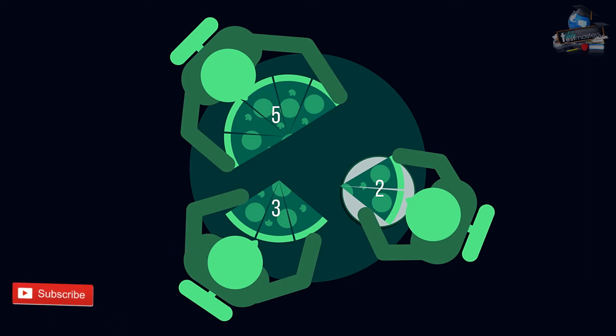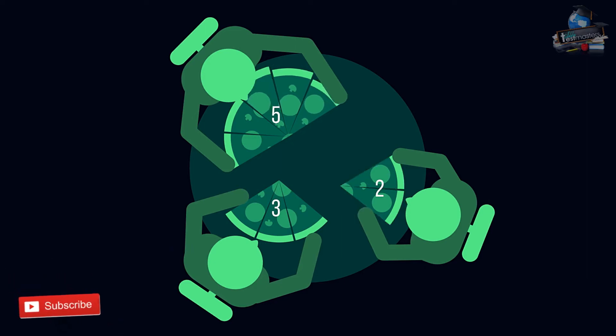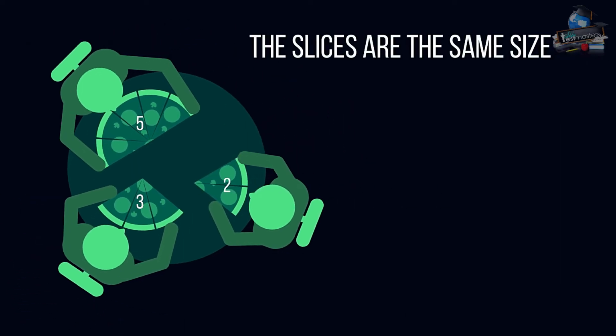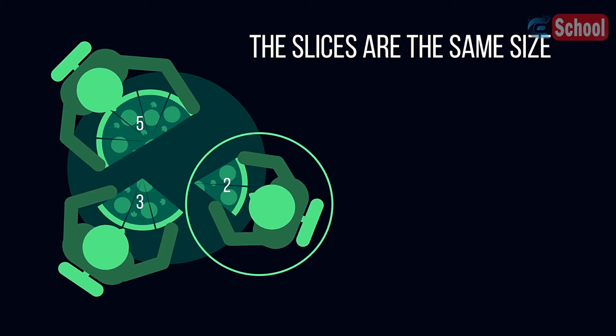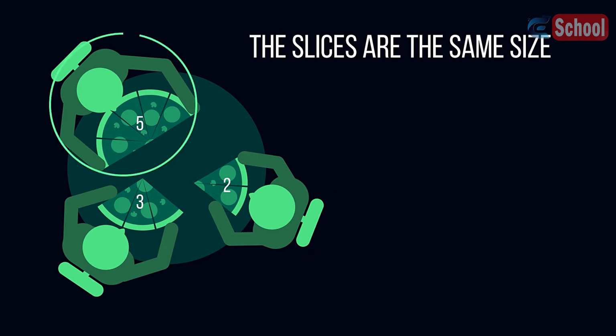You're right, but how did you know this? Because the slices are exactly the same size, the one who got the fewest slices got the least amount of pizza, and the one who got the most slices got the most pizza.